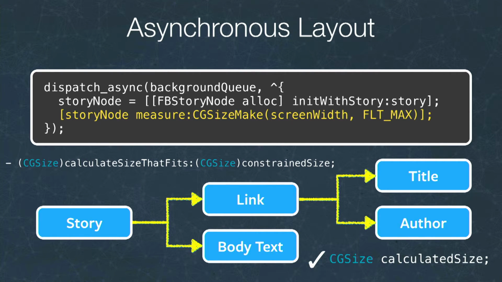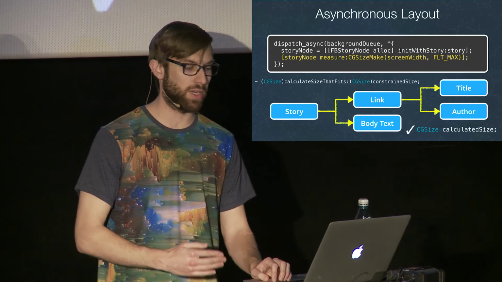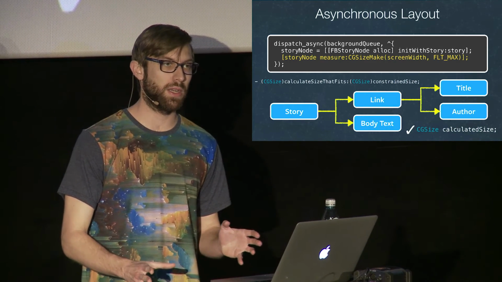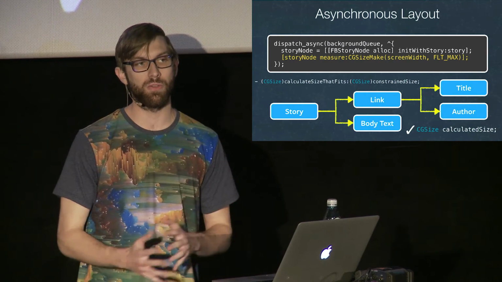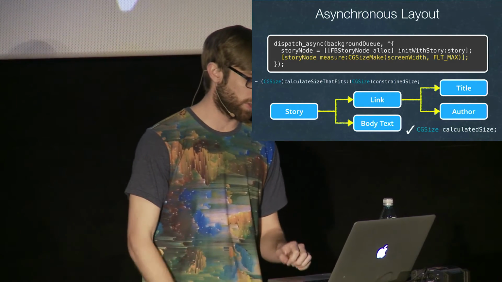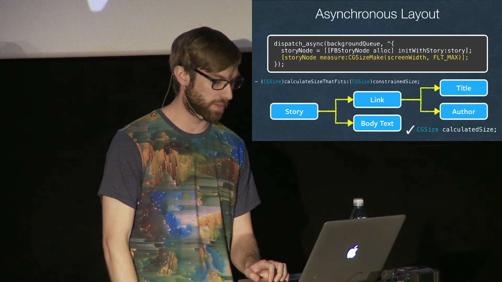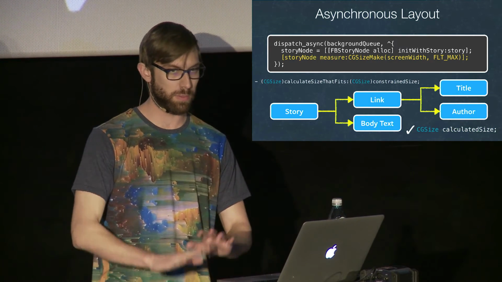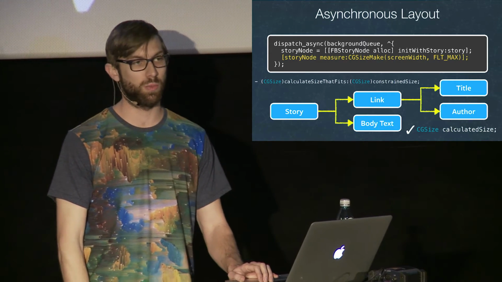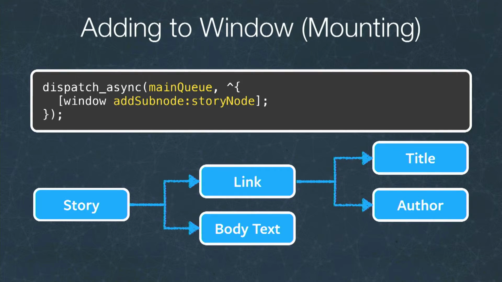This will simply set the calculated size property on all of these nodes, and because it passes down a constraint that's calculated along the way, this actually can implement any manner of layout complexities, such as justification or fitting labels in different spaces. So at this point, we actually have a completely laid out, fully calculated hierarchy of objects without ever touching the main thread. So at this point, we'd like to show it to the user. So we could add it to the window.